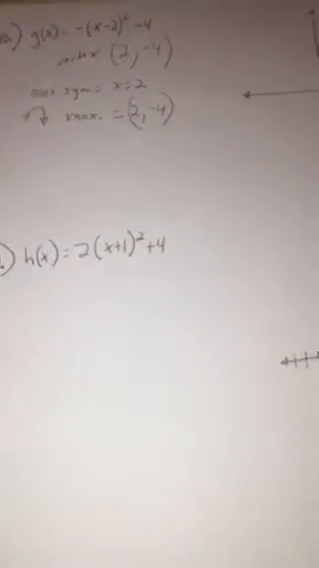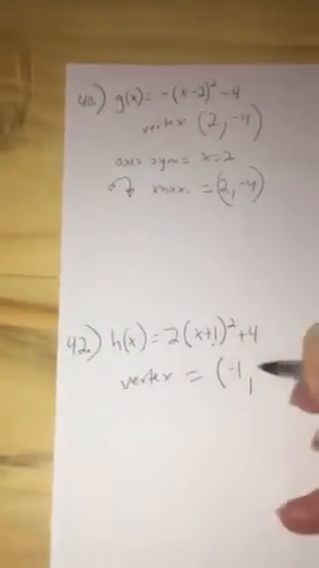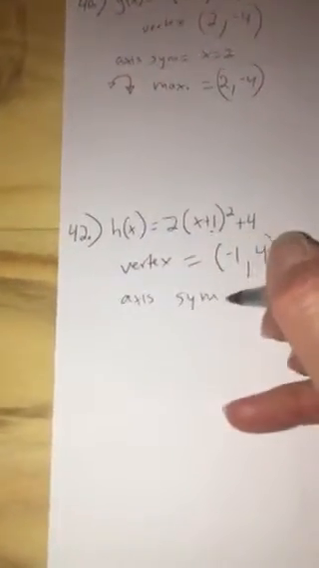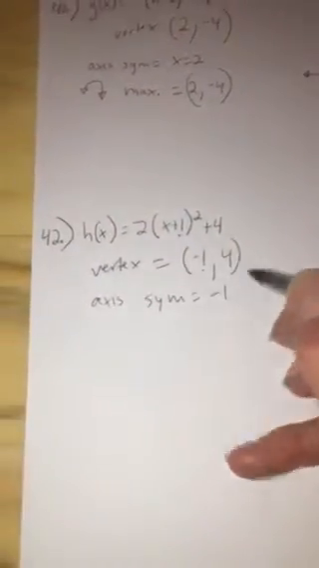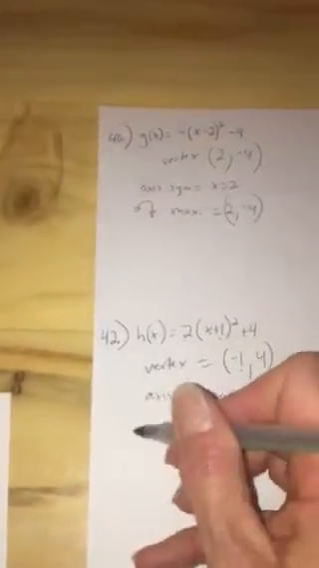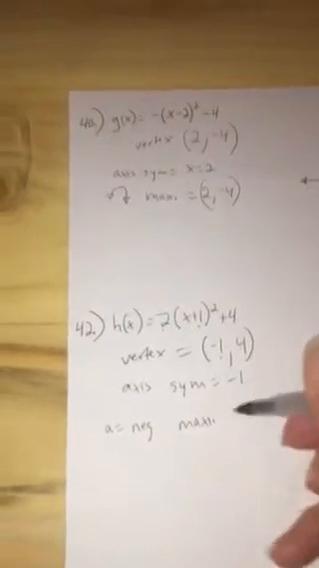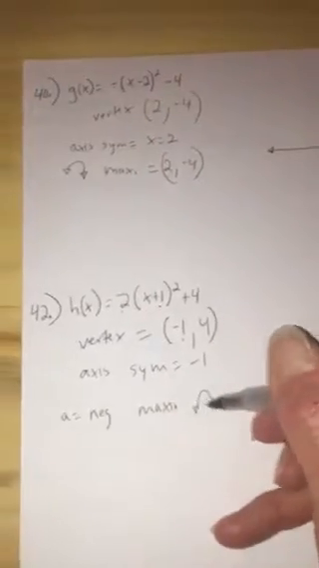Okay, last problem is going to be problem 42. For problem 42, the vertex is going to be a -1, because that's a +1, and a +4. The axis of symmetry is going to be where it intersects here at the -1. And then the maximum or minimum is determined by this -2 here, and the leading coefficient is negative. So a is negative, so that's going to be a maximum, and my parabola is going to go downward.